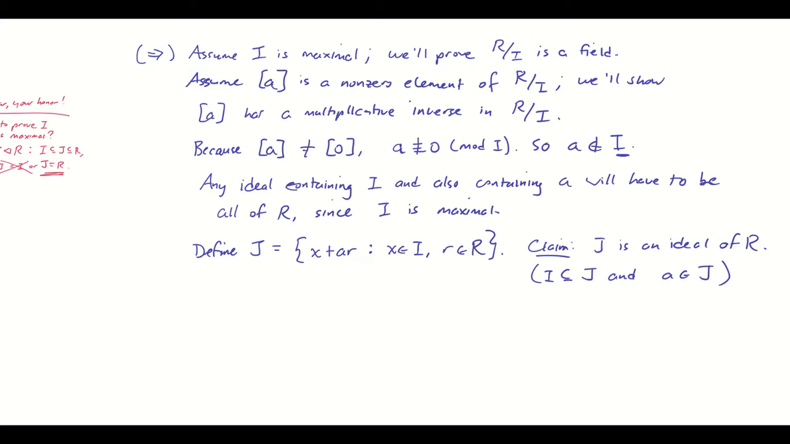And also A belongs to J because I could let R be 1, because that's an element of R, and I could let X be 0. So I can make A belong to this set as well. So this set will contain everything in I as well as A, which was not an element of I.